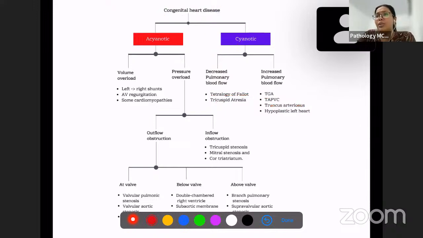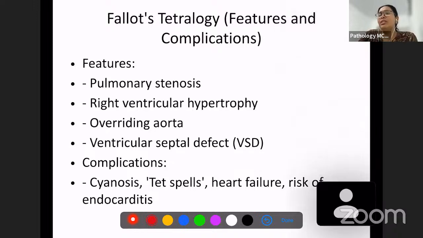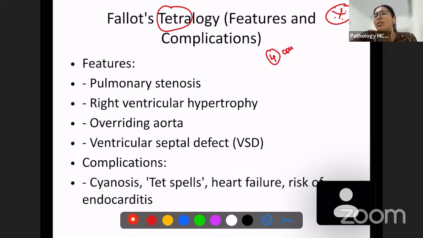Now we're going to discuss tetralogy of Fallot, which is a very important question. You have to remember tetralogy of Fallot. It will be tested many times. Tetralogy, as the name says, means you are going to have four components. So what are the four components you can see here? First one is pulmonary stenosis.